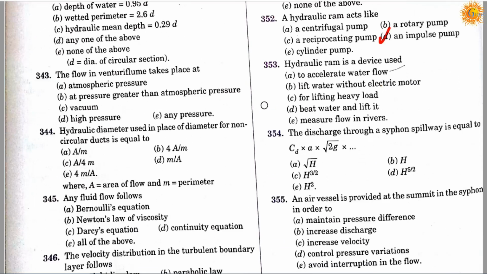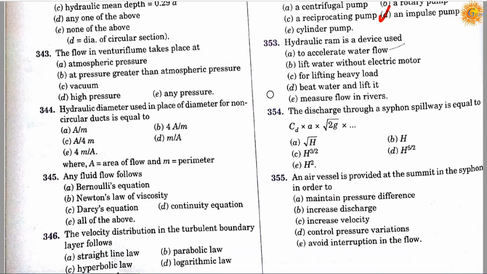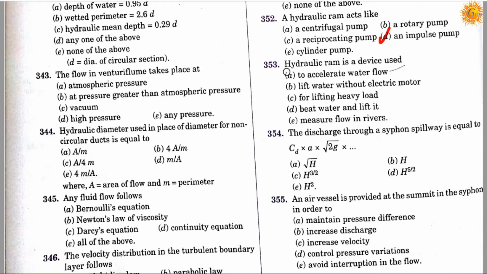Question number 353. Hydraulic ram is a device used: option A, to accelerate water flow; option B, to lift water without electric motor; option C, for lifting heavy load; option D, to beat water and lift it; option E, to measure flow in rivers. So the correct answer is B. It is used to lift water without electric motor.